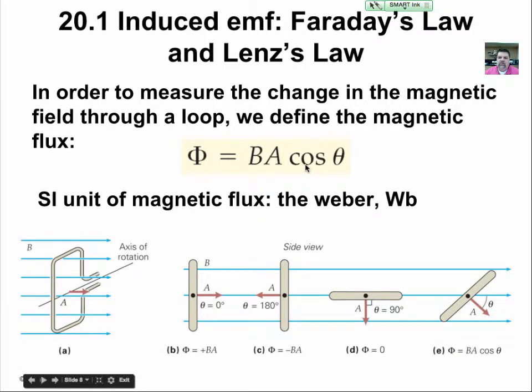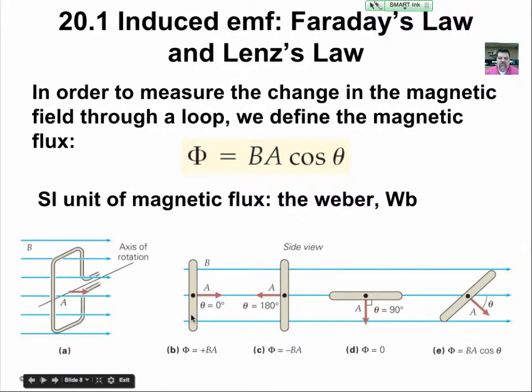And then that's usually proportional to the angle at which the cross-sectional area is intercepted by the magnetic field. So the SI unit for magnetic flux is the Weber, or Wb. And so here we have a magnetic field B going through a loop. That loop has a cross-sectional area, and a current can flow through that. But what we're looking at here is a side view.